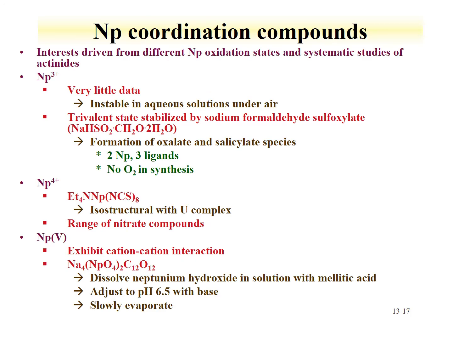An area of fundamental chemistry that involves neptunium is coordination chemistry. This interest is driven by the different oxidation states that neptunium has and the ability to perform systematic studies of the actinides. For neptunium-3 coordination compounds, there's very little data due to the instability in aqueous solutions under air. For neptunium-4, a few compounds have been formed, and they are found to be isostructural with the uranium-4 complexes. Neptunium-5 is shown to undergo cation-cation interactions.